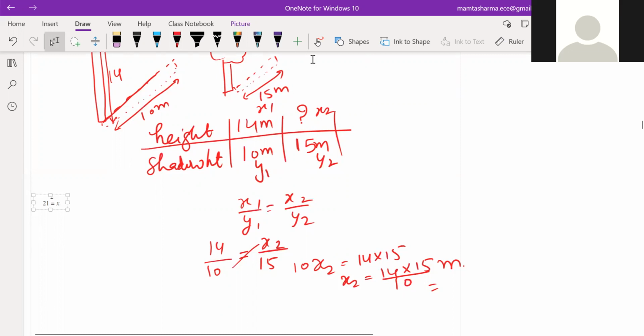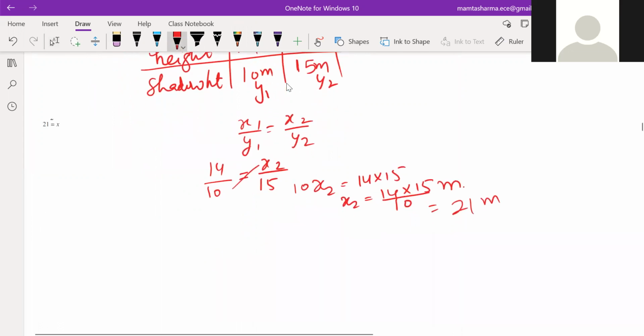Okay, someone has typed in the chat. Yeah, 21 is correct. 7 by 5. Yes, correct. You will get 21. Okay, so is this clear for everyone?